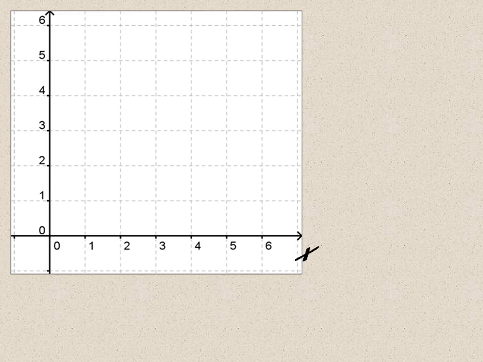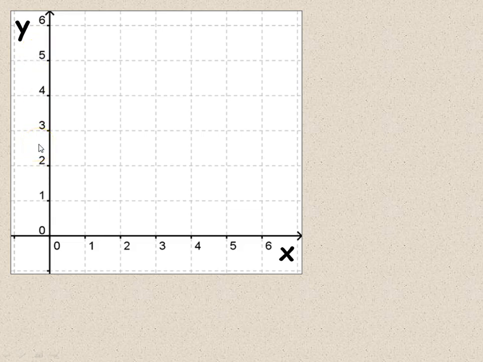Alright, we're going to label our axes. X is our horizontal axis, right there, there it is. And Y is our vertical axis, that's our up and down.